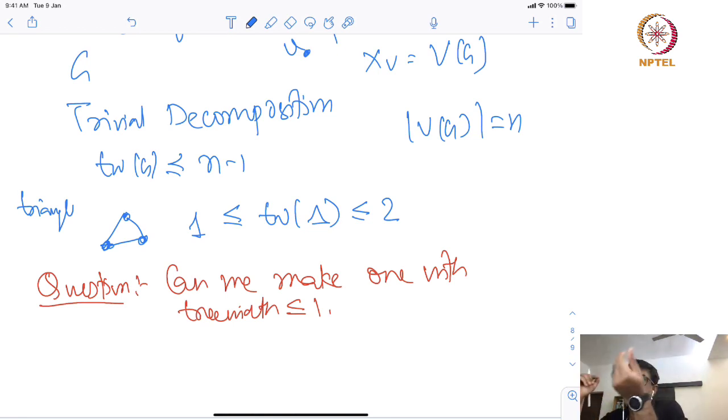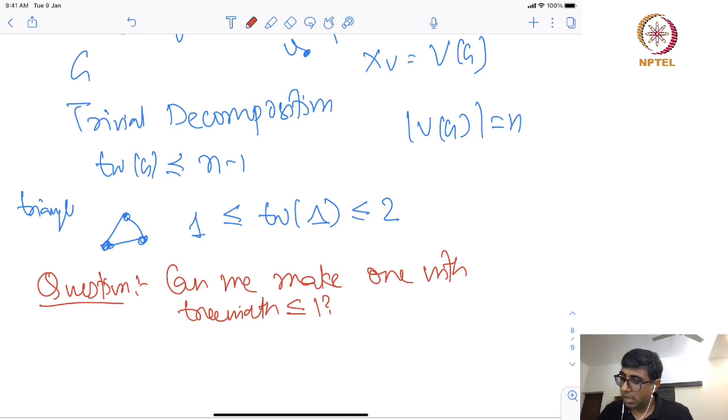So for any graph which has an edge, the tree bag must contain 2 vertices. In particular, a bag containing the endpoints of a particular edge. Which implies that the tree width of a graph which has at least one edge is at least 1. So I know the tree width of a triangle is at least 1, at most 2. Is it 1? It's a good question. Please try.